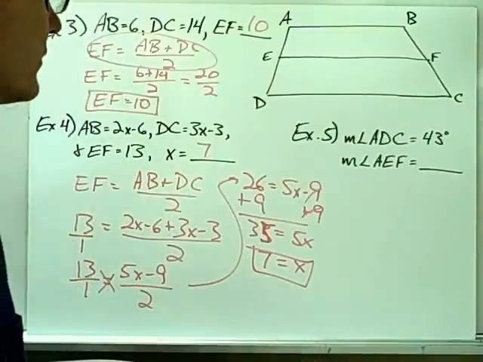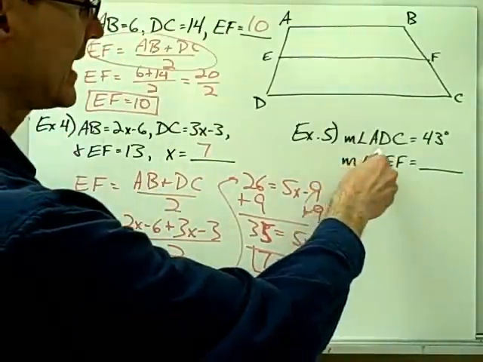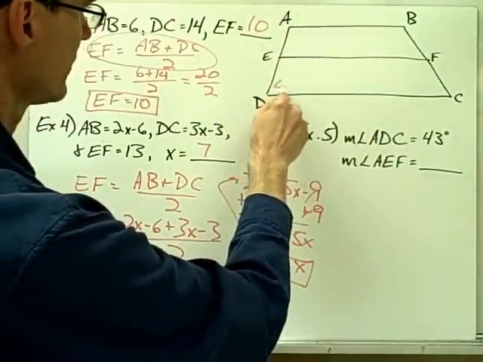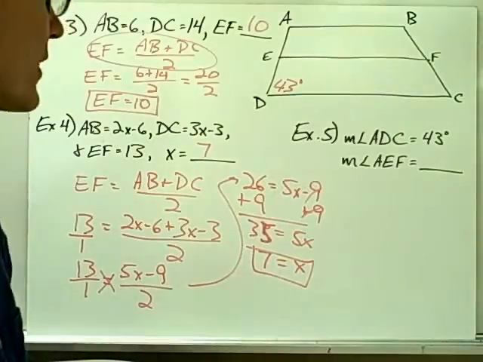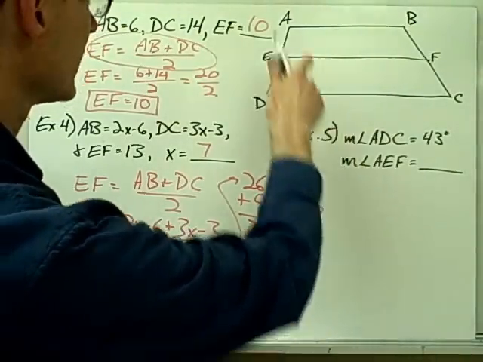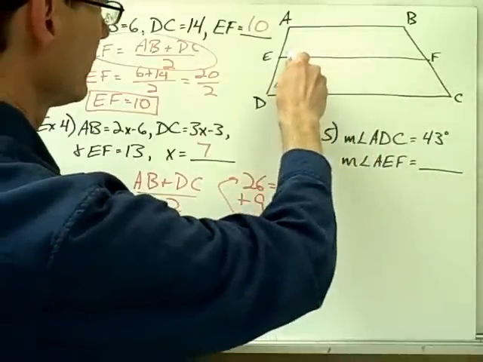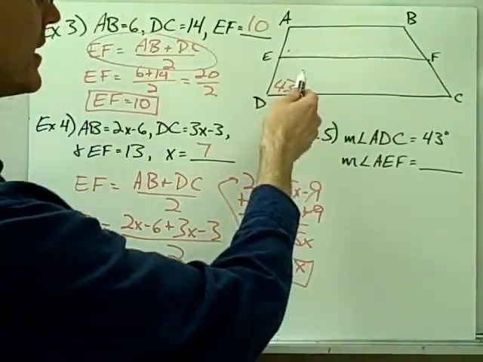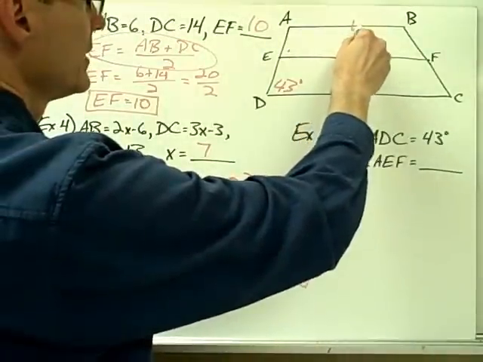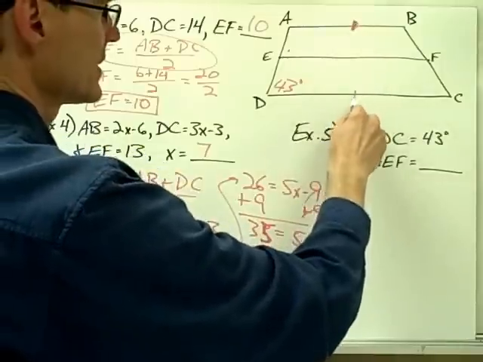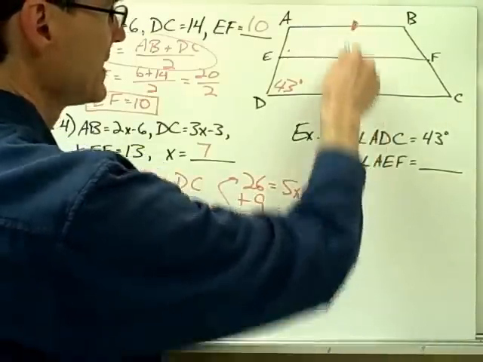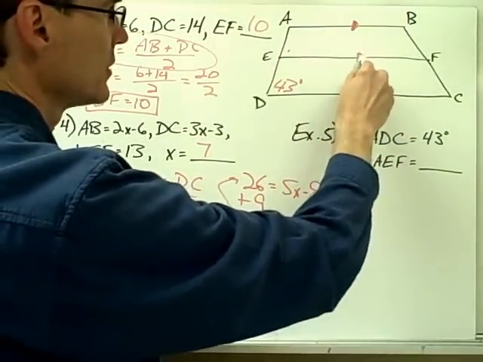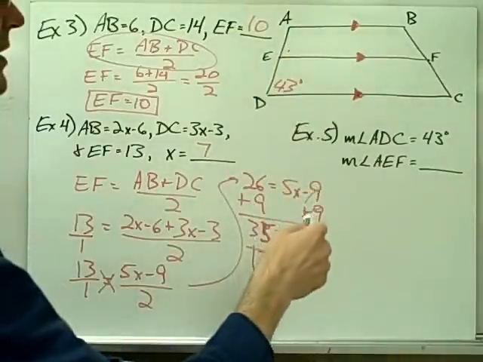Now, example number 5. It says the measure of angle ADC is 43. So let's see, ADC, that's this angle right here. So if the measure of this angle is 43 degrees, what's the measure of angle AEF, this angle right here? Well, I remember that since I have a trapezoid, I know that my bases are parallel, and my median is also parallel to each of the two bases. So I essentially have 3 parallel lines here.